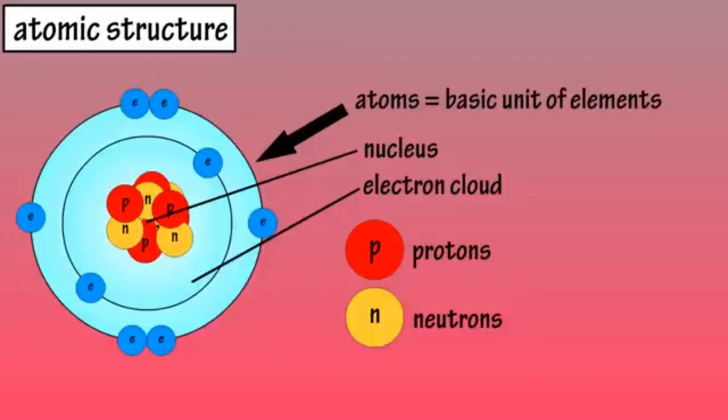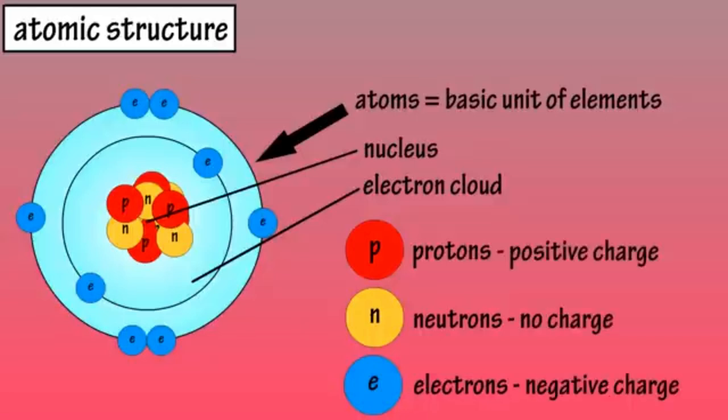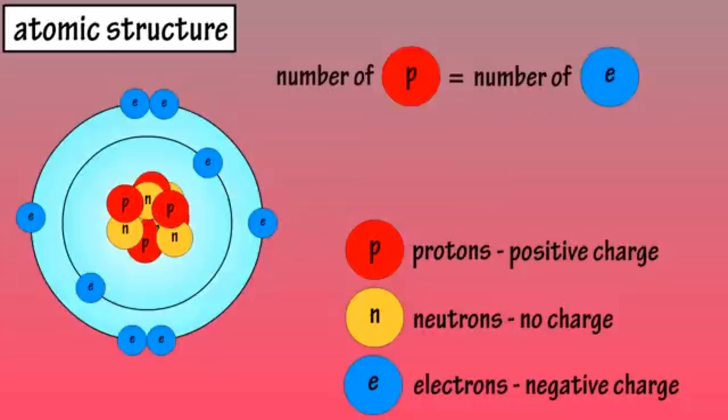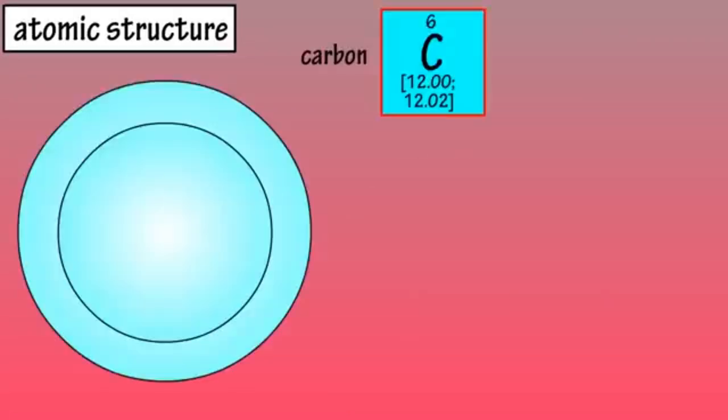Basic structure of an atom. An atom has two main parts. 1. The nucleus. 2. The electron cloud. The nucleus is at the center of the atom. It is very small but contains almost all the mass of the atom. Electrons move around the nucleus in regions called energy levels or shells.